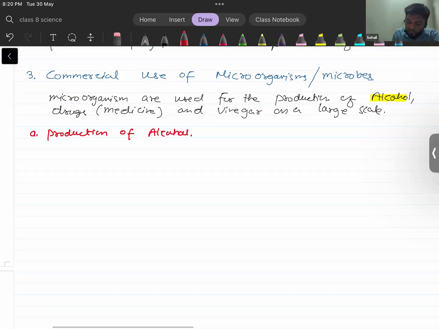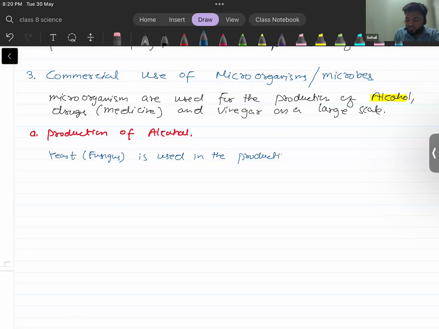So in the production of alcohol, what goes in here? Yeast powder, which we discussed earlier. Yeast, which is a fungus, is used in the production of alcohol. Look, the alcohol which is produced with the help of yeast powder is used in making other products also. It is used in making beer, wine, whiskey, and some other industrial products also.